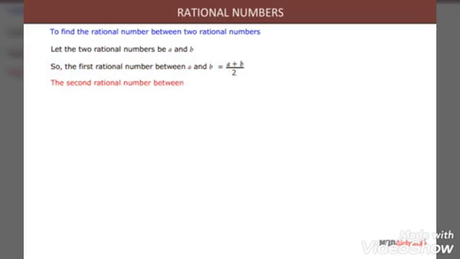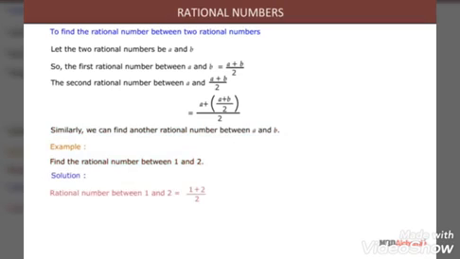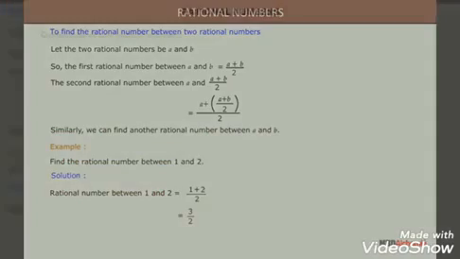The second rational number between a and (a plus b) divided by 2 is a plus half of (a plus b) divided by 2. Similarly, we can find another rational number between a and b. In this example, we will find the rational number between 1 and 2. Solution: the rational number between 1 and 2 is 3 upon 2.